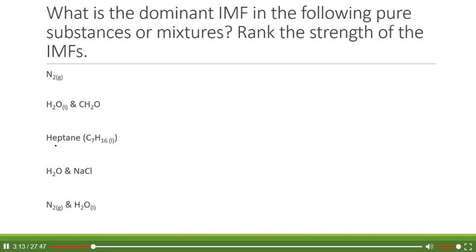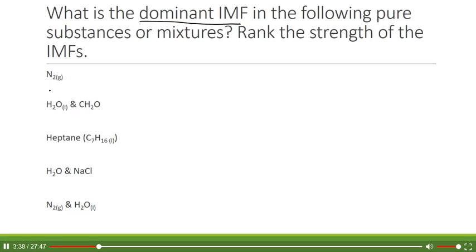Okay. Now let's look at our dominant intermolecular forces in the following pure substances or mixtures. Of course, every substance is going to exhibit induced dipole, but I'm looking specifically for the dominant intermolecular force. Pay attention to what I'm asking with these, because sometimes I'll ask you for all of them, sometimes just the dominant. Here, I'm just looking for dominant.